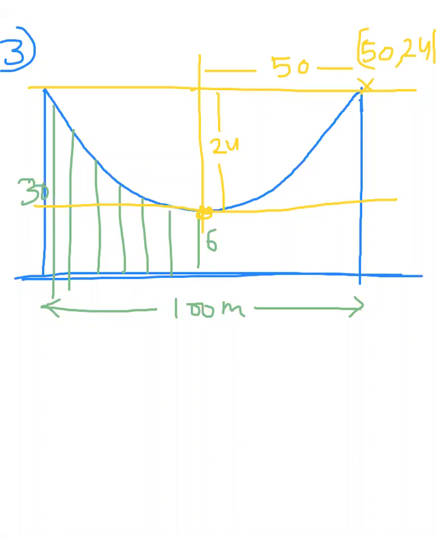So the equation of this parabola will be x square equals 4ay. The value of x is 50, so 50 square equals 4 into a into y, where y is 24. First of all, keep in mind, whenever a question on parabola is given, we need to calculate the value of a. After putting in this a, we will get the equation of the parabola.